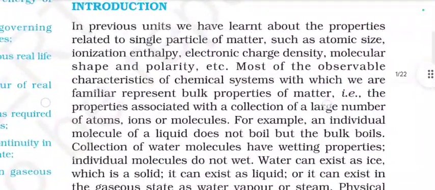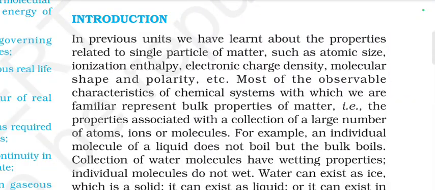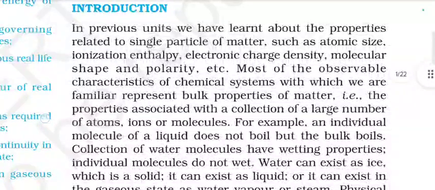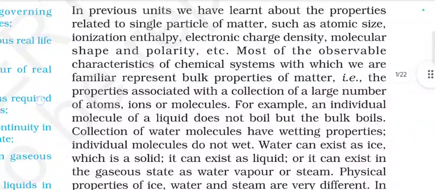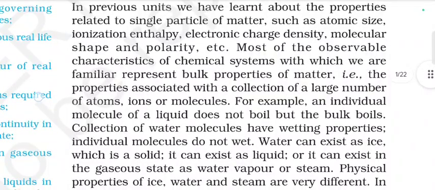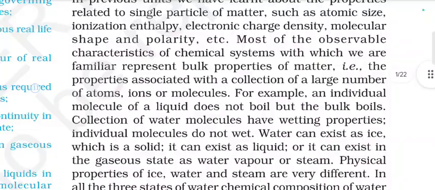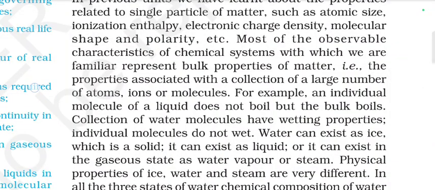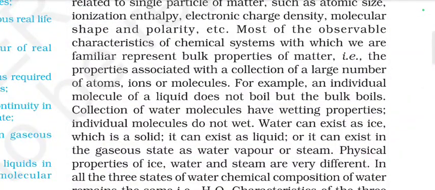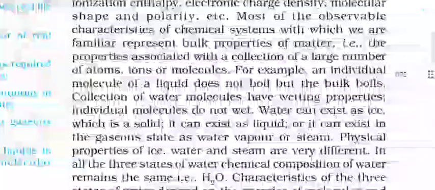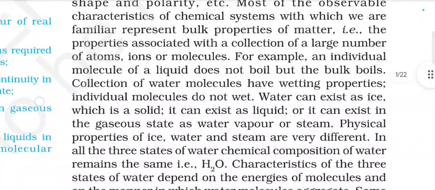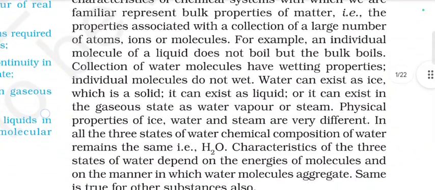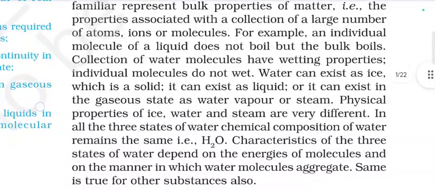Introduction. In previous units, we have learnt about the properties related to single particle of matter, such as atomic size, ionization enthalpy, electronic charge density, molecular shape and polarity, etc. Most of the observable characteristics of chemical systems with which we are familiar represent bulk properties of matter, that is, the properties associated with the collection of a large number of atoms, ions, or molecules. For example, an individual molecule of a liquid does not boil but the bulk boils. Collection of water molecules have wetting properties. Individual molecules do not wet.